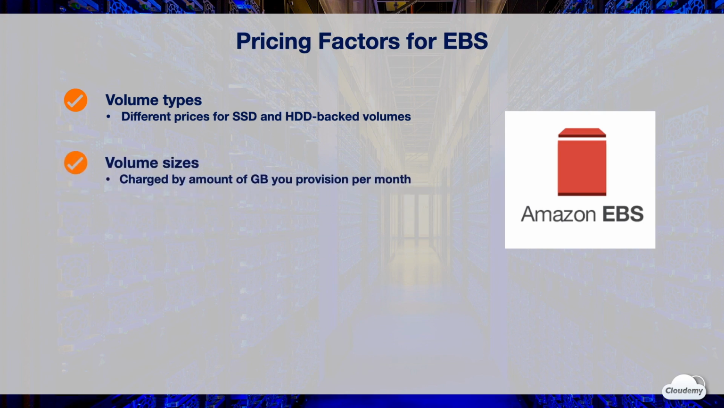EBS volume storage for all EBS volume types is charged by the amount of gigabytes you provision per month, until you release the storage. EBS snapshot storage is based on the amount of space your data consumes in S3, because snapshots are stored in S3. If you copy a cross-region snapshot, you will be charged based on the volume of data transferred across regions.